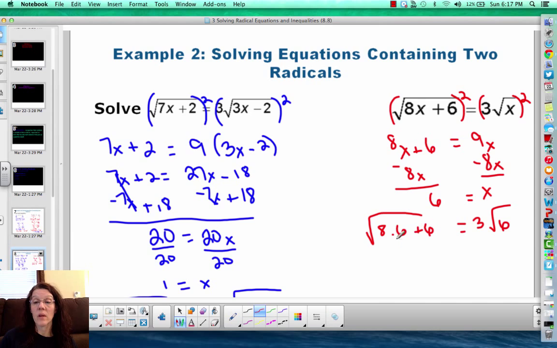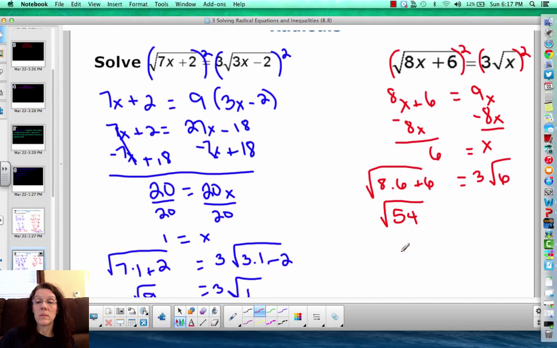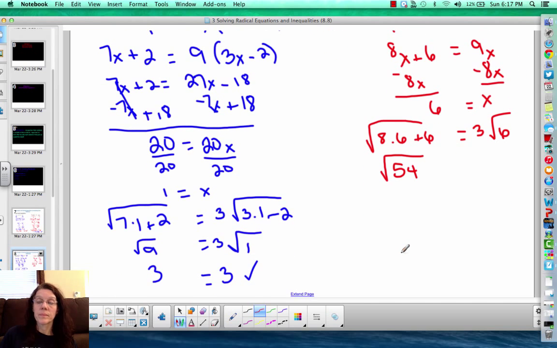Let's see what happens when we get over here. 8 times 6 is 48. 48 plus 6 is the square root of 54. Well, let's break 54 down. 54 breaks down into 9 and 6.